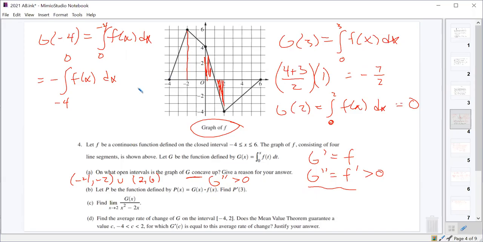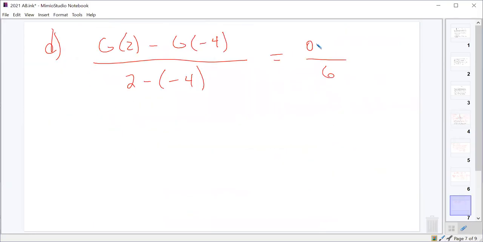So the triangle ought to be 1/2 the base of 2 times the height of 6. And then the trapezoid ought to be base 1, 6, plus base 2, 4, over 2, times the height, which is 2. So what does that come out to be? Negative 16. So 0 minus negative 16, which is 16/6, or 8/3. Everybody good with that?